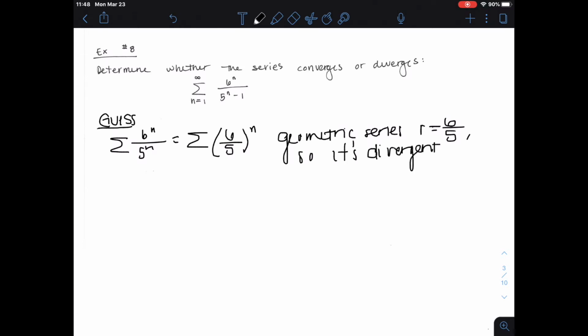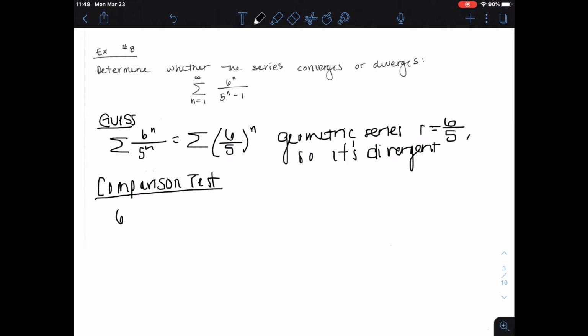Okay. So that -1 in the bottom shouldn't do a whole lot. I'm going to expect that our series is divergent as well. So because it's divergent, we want to show our terms are bigger than these terms, which are divergent too. So first thing we've got to do is we're applying the comparison test. We need to show that everything has positive terms.